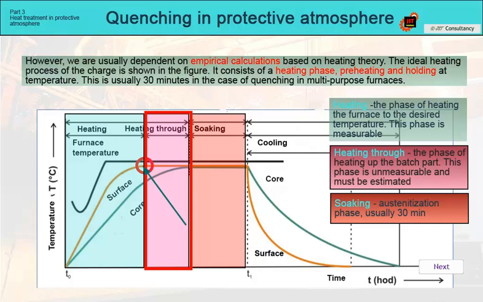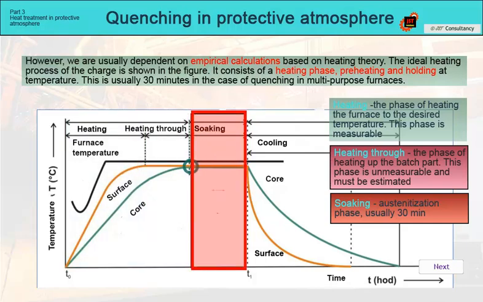But since we do not have one, we must be helped by empirical determination of this stage with regard to the heat transfer between the furnace and the load, the thermal conductivity of the material, the degree of shielding, as well as with regard to long-term statistical monitoring of the treatment results. The final heating phase is the soaking time at the austenitizing temperature. This is usually, in the case of hardening in multipurpose furnaces, 30 minutes.